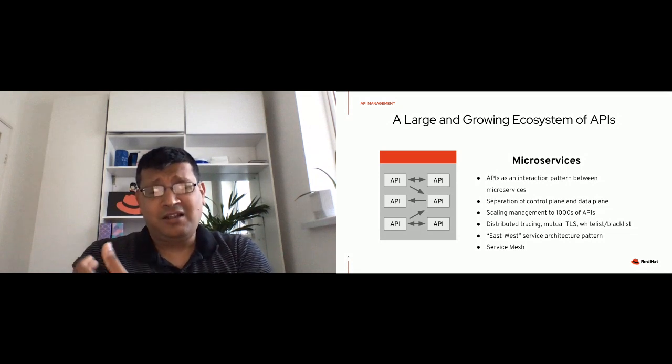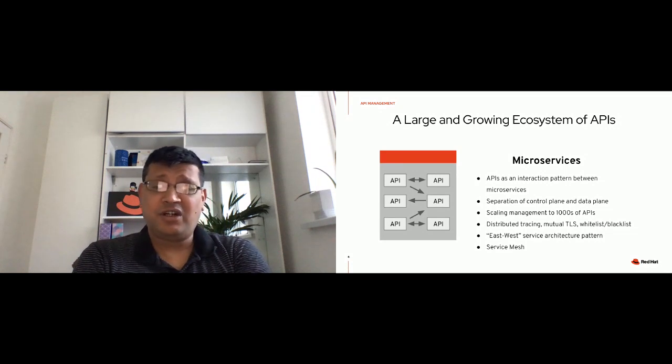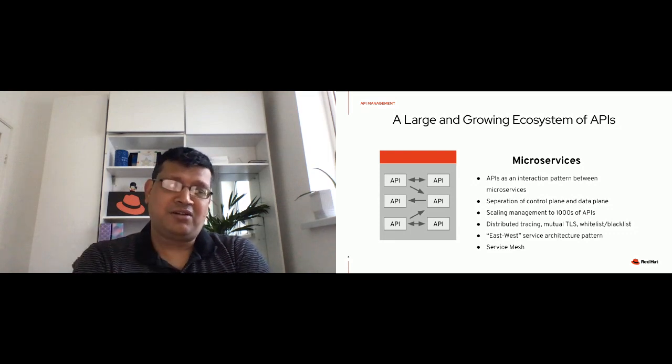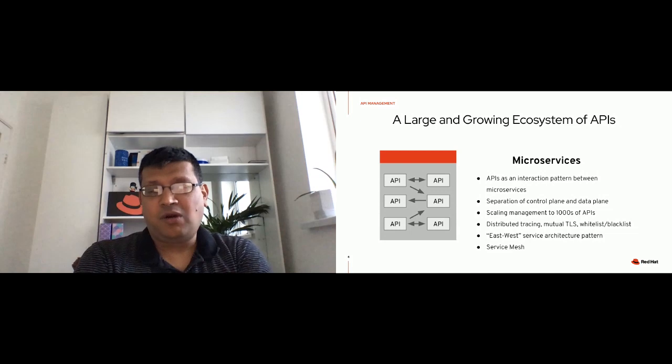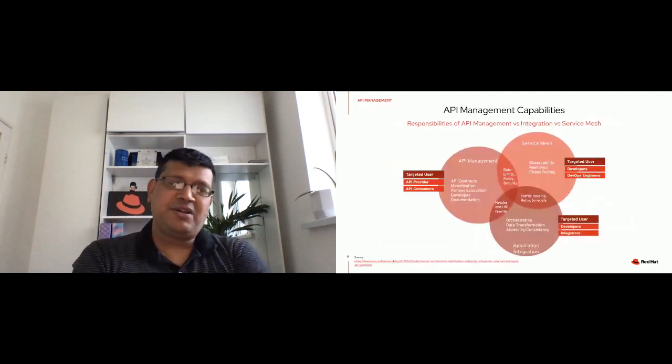So then the communication between these complex set of microservices would require you to provide some sort of mesh management within the microservice itself. So this is where you would have an east-west service architectural pattern needed to do distributed tracing and mutual TLS between the different APIs, whitelisting and blacklisting of IPs that could access the APIs, providing observability and traceability across the different APIs. So this is where service mesh comes into the picture.